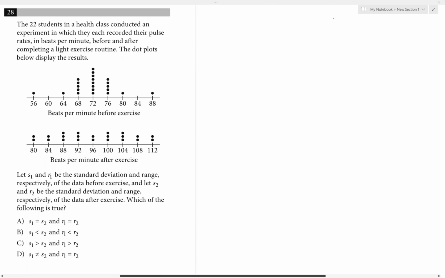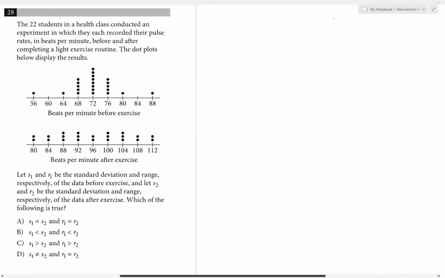All right, number 28. The 22 students in the health class conducted an experiment in which they each recorded their pulse rate in beats per minute before and after completing a light exercise routine. The dot plot below displays the result. Okay, so the beats per minute before exercise and then beats per minute after exercise.